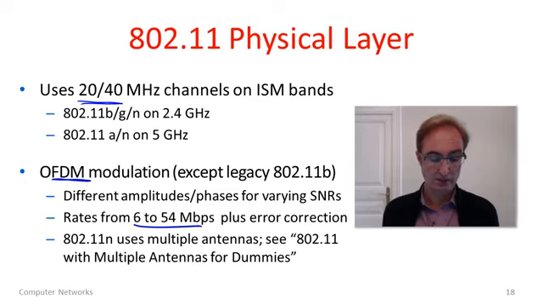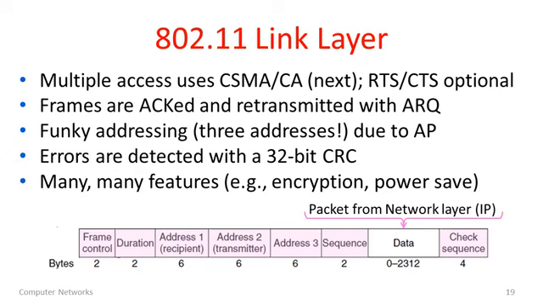I'm just going to point out briefly, you might well have heard of faster kinds of 802.11 than 54 megabits per second. Various tricks are used, including for some of the fastest kinds of 802.11 using multiple antennas at the same time. This is pretty cool. It's well beyond what we can cover in this class. But if you're interested, you could look at a little article I recommended. 802.11 with multiple antennas for dummies would give you a sense of what's going on.